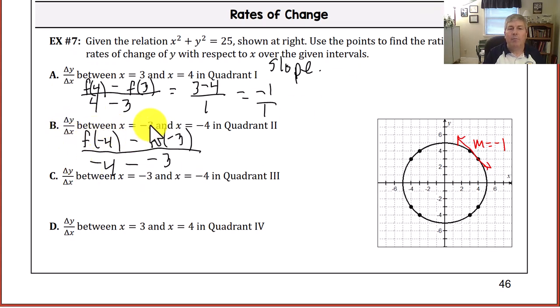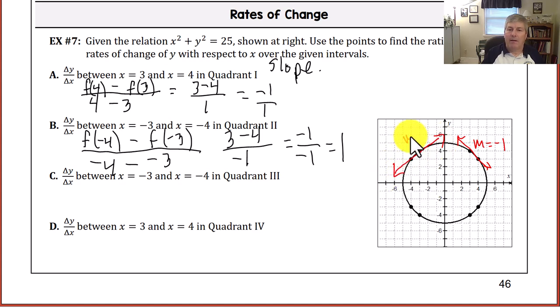In B, we're asked to do the same thing, but between x values, x of negative 3 and x of negative 4 in quadrant 2. So I'm going to use these up here in quadrant 2. So f of negative 4 has a y value of 3, and f of negative 3 has a y value of 4, and all over negative 4 plus 3, which is negative 1. And here we have negative 1 all over negative 1. So we have a slope of 1 between those 2 points.